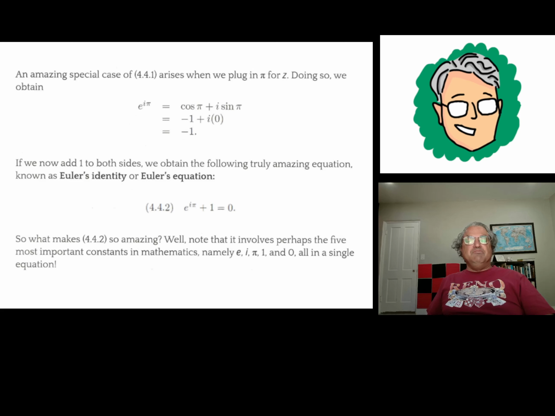But what makes this particular special case so remarkable? Well, I think there's a lot of things here. First of all, it involves what most mathematicians consider the five most important mathematical constants there are. I'll just start with the integers 0 and 1. 1 is the basis for all the counting numbers, the first natural number.